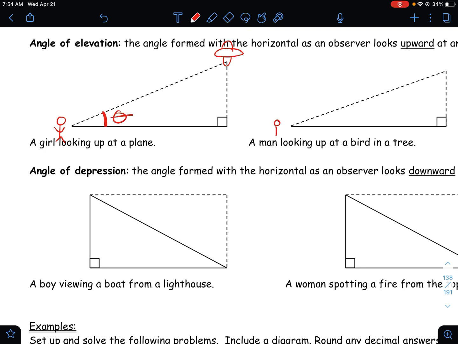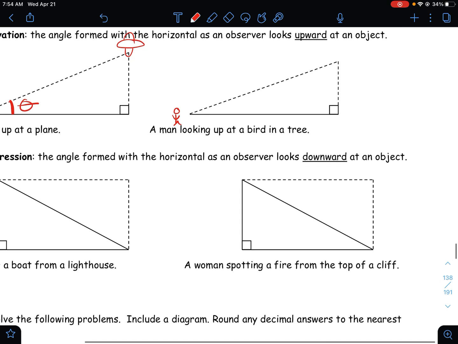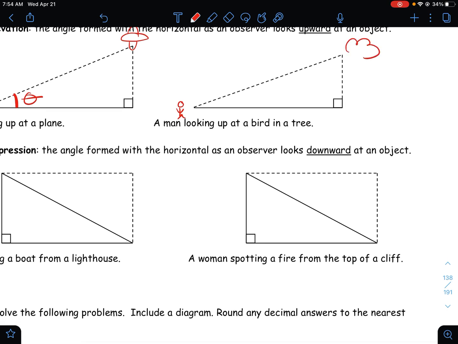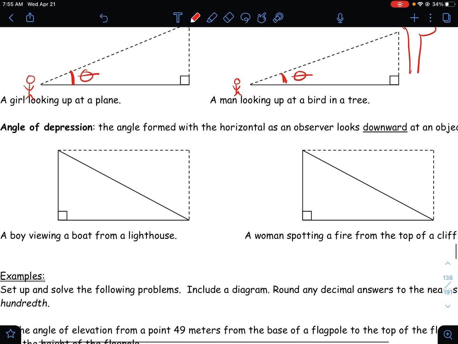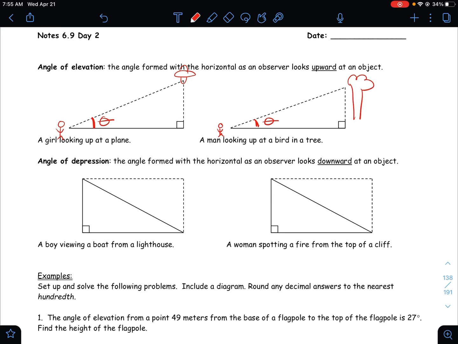If we had a man looking up at a tree, this is our man. That's our tree. This would be our angle of elevation. All right. Now, the angle of depression is formed with the horizontal as an observer looks downward at an object.